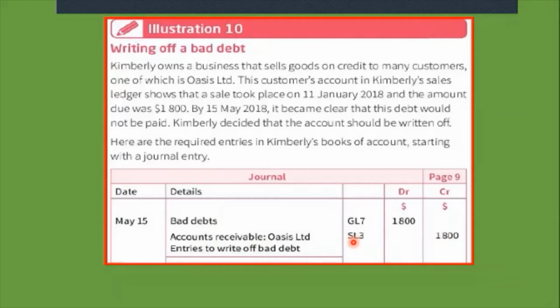So the account is on page 3 of the sales ledger. And the bad debts account is a new account that you open. Now, every account that you find out is bad will be written off and it goes in the same bad debts account. But the account for the customer would be different. So basically the journal entry is the same every time you write off a bad debt.